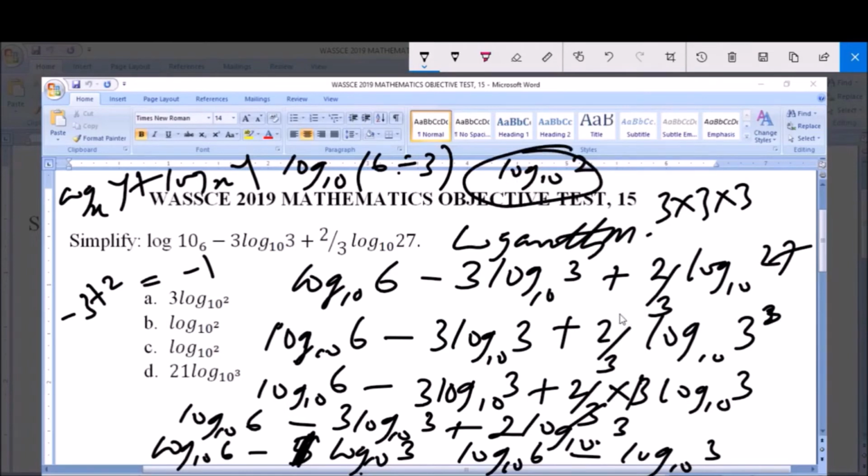The normal base in logarithm is 10. So the answer to this particular question is log 2 base 10, which is the same thing as option C. I guess that was what they tried to write in option C. Log 2 base 10. This is the answer to this particular question.